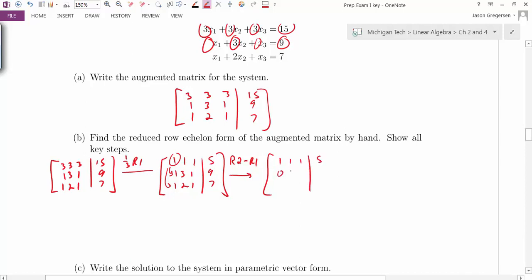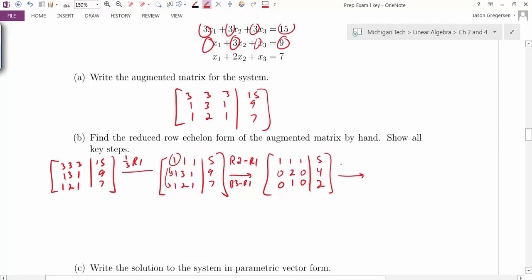I'll get 3 minus 1, which is 2. 1 minus 1, which is 0. 9 minus 5, which is 4. I'm going to do another row operation. I'm going to take R3 minus R1. If I do that, I will get 1 minus 1 is 0. 2 minus 1 is 1. 1 minus 1 is 0. And 7 minus 5 is 2. So now I have this one.